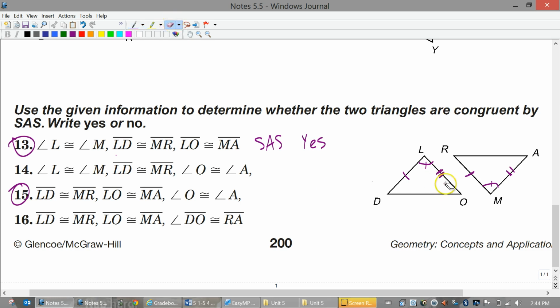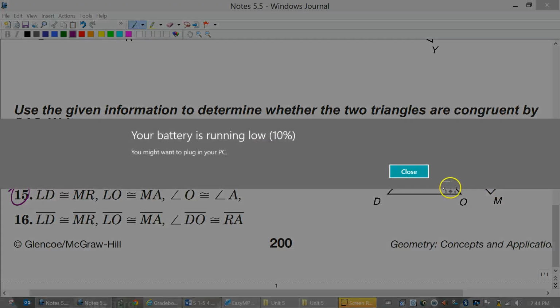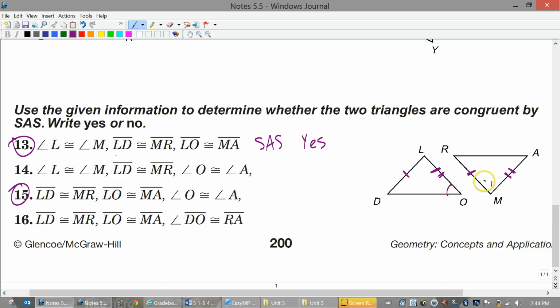The next one is going to be a no, because the angle's not between the 2 sides. Let me show you. LD, MR, LO, MA, O, and A. Do you guys see how that angle's not in between those 2 sides? It's a side, and an angle, and a side, but we can't, this one's a no.